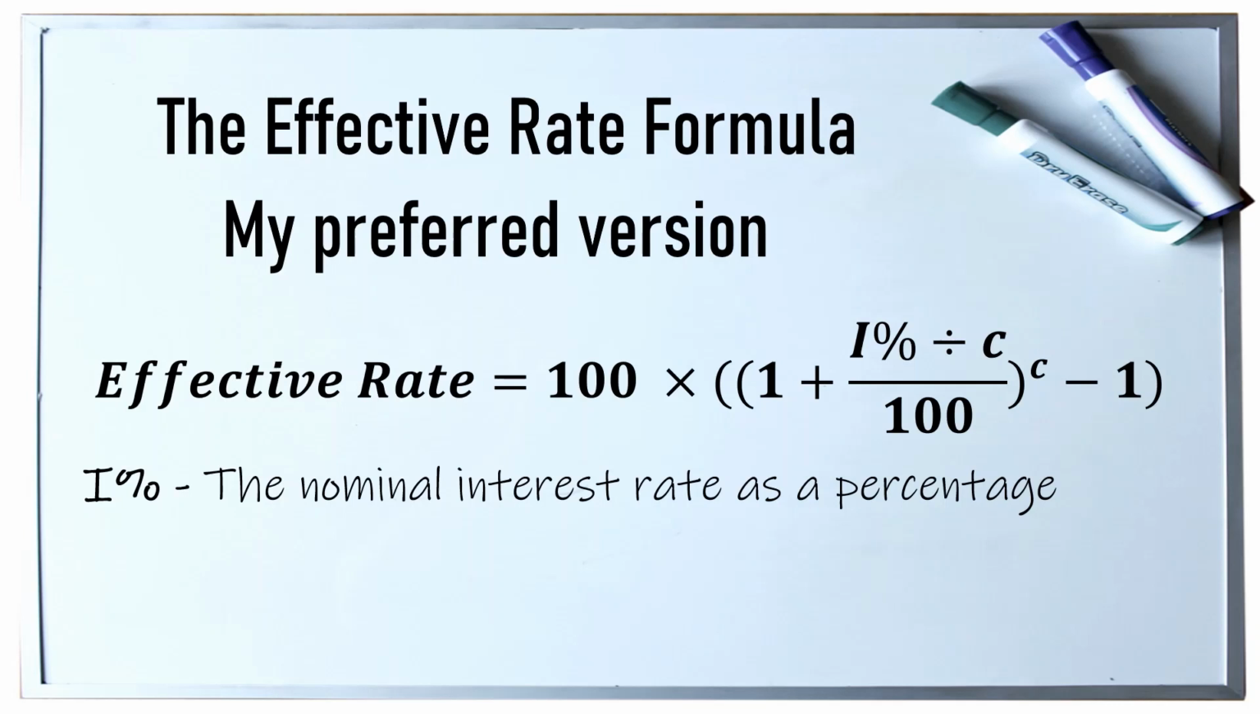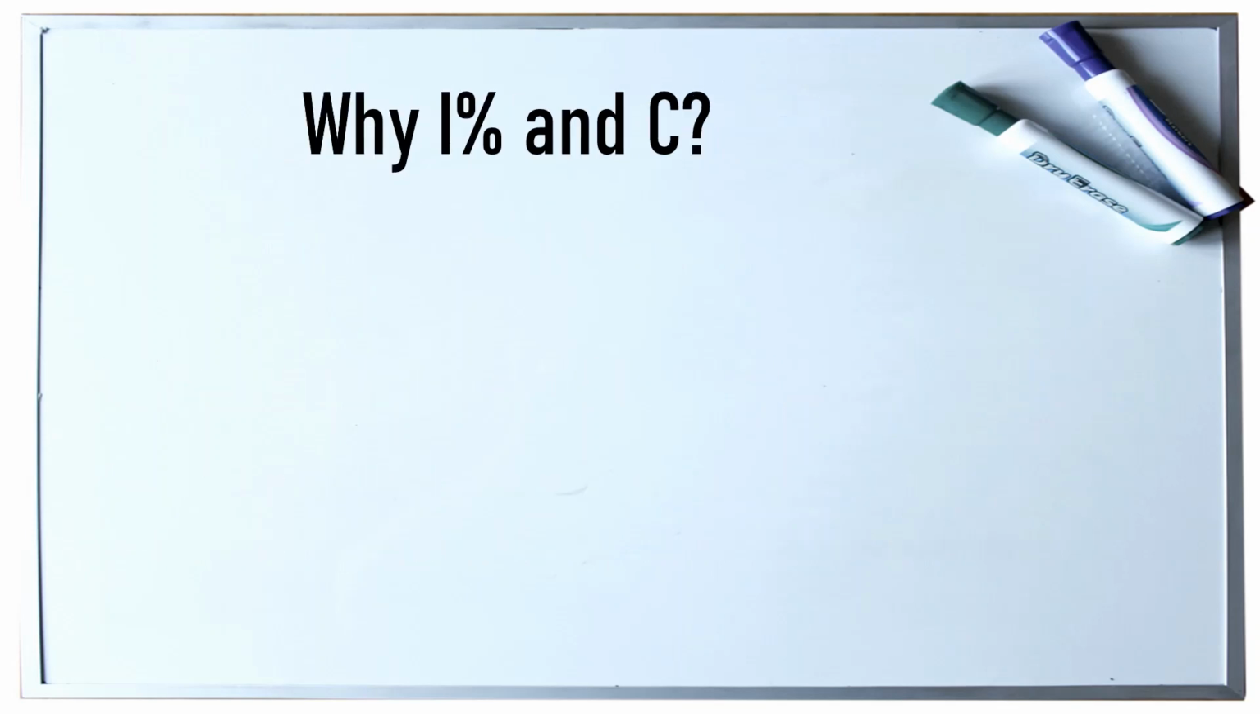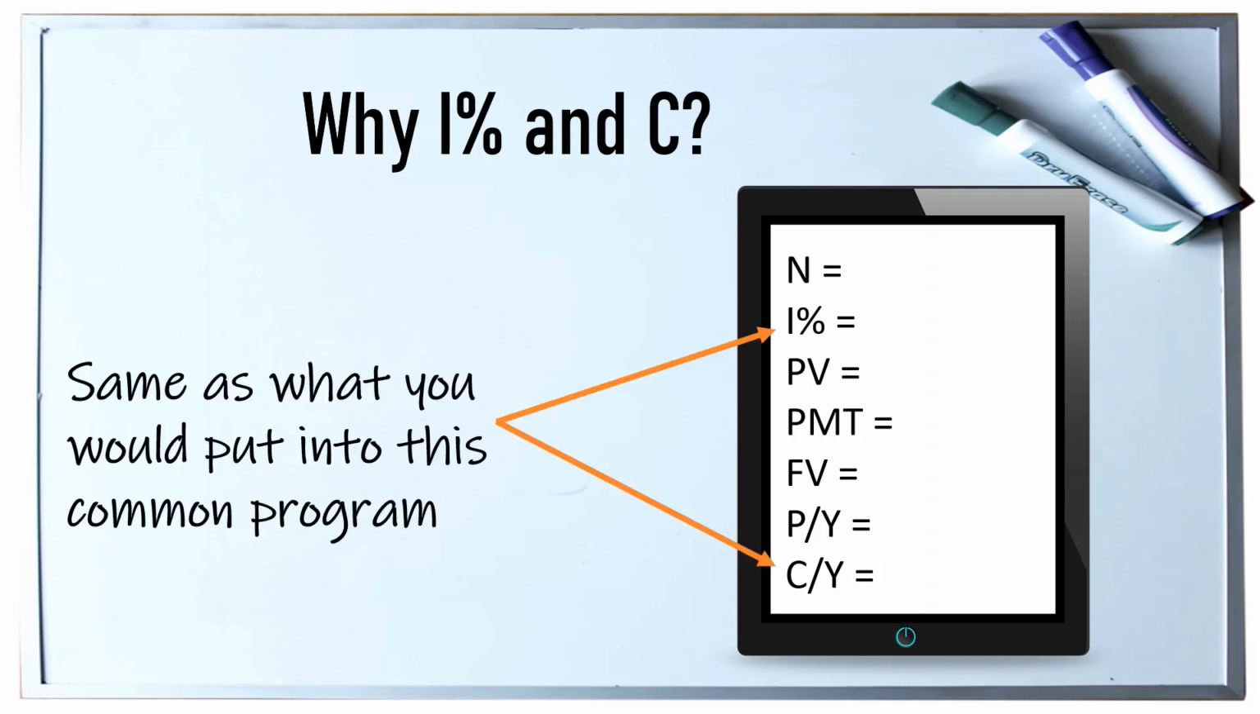Now, I have introduced here the I% as the nominal interest rate, but here it is as a percentage. C is how often the interest is calculated per year. So why I% and C? Well, on our calculator program, you'll see that there's an I% and a C/Y. Whatever values we would normally put into these places, we can put into the formula on the previous slide.